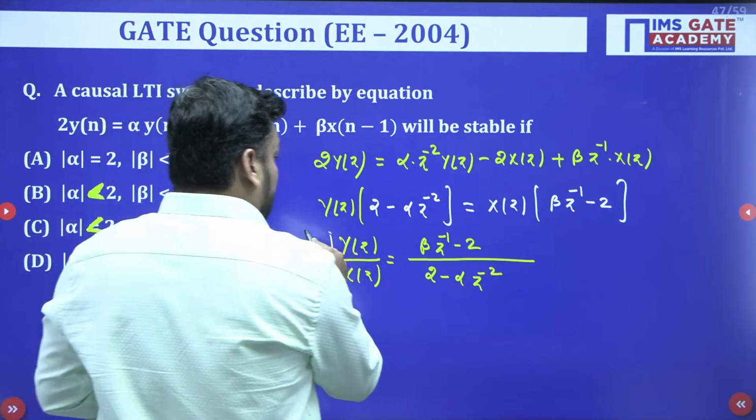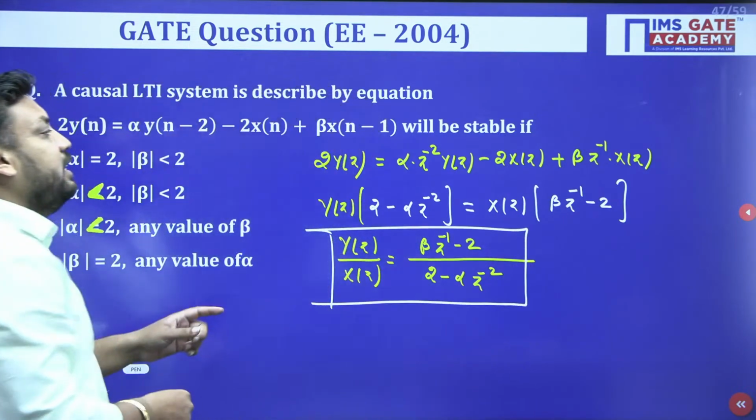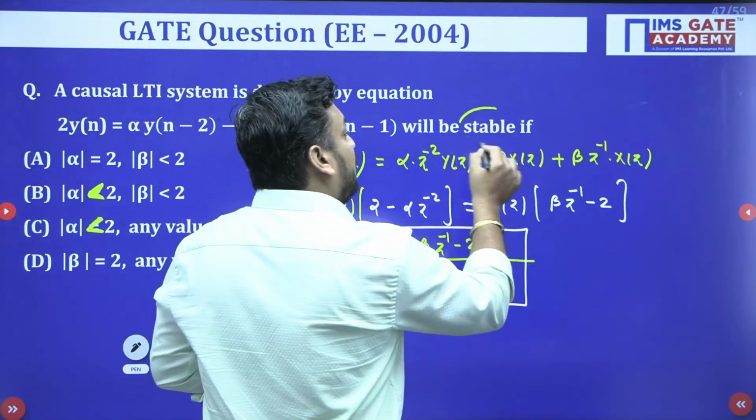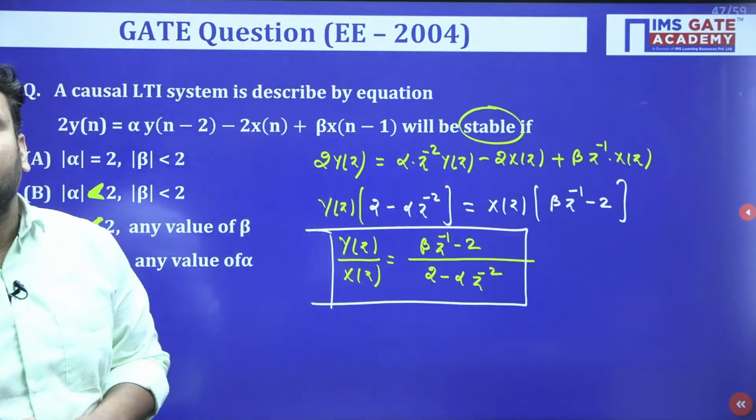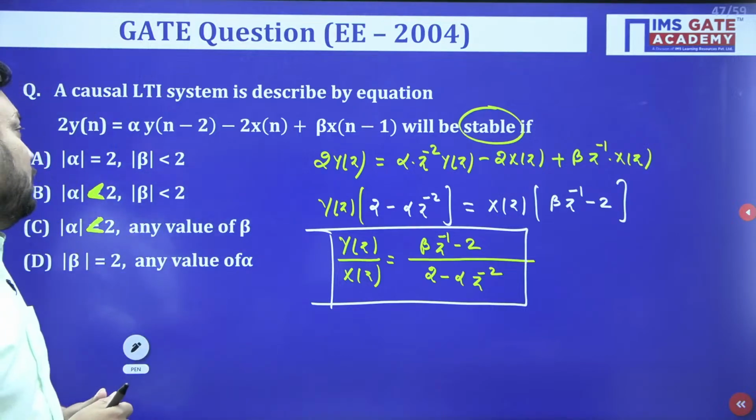So this is your transfer function, guys, but here it says that it will be stable. It means the ROC must include the unit circle.